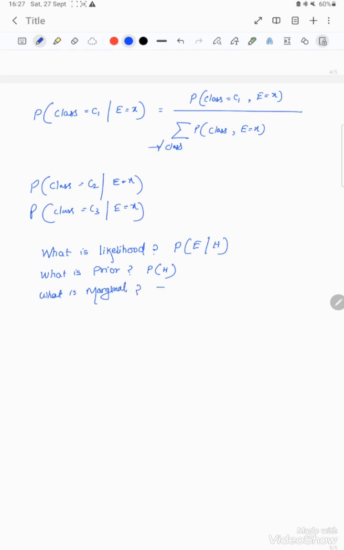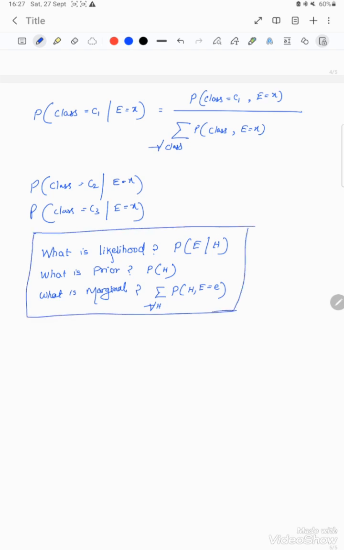Then what is the marginal? The marginal is the summation over all hypotheses of the joint of E equal to small e, let's say. These are the three important things one should know. If you understand these three things, you can easily compute the posterior probability, that is the probability of hypothesis given evidence, which is the goal of all classification models in machine learning.